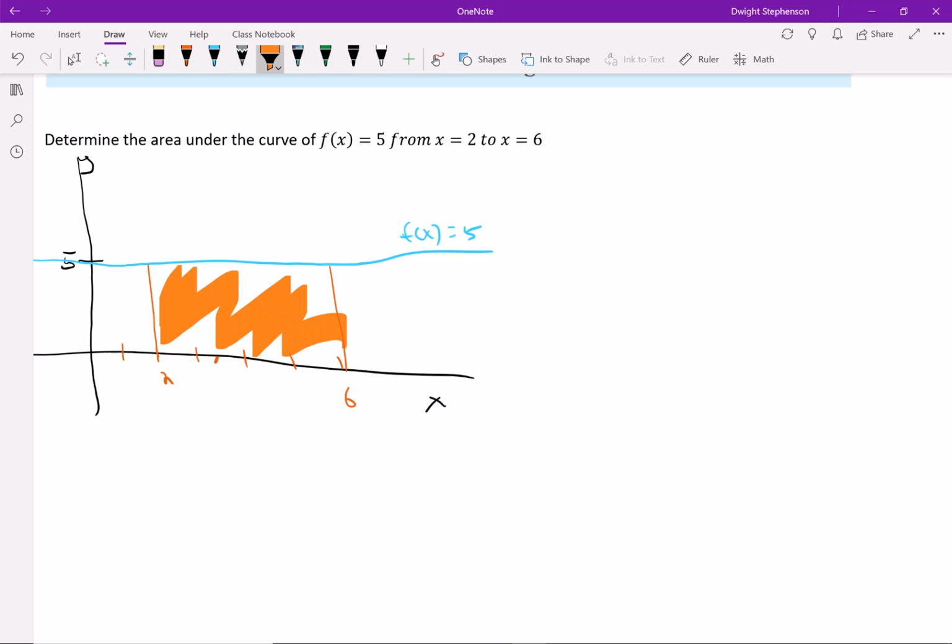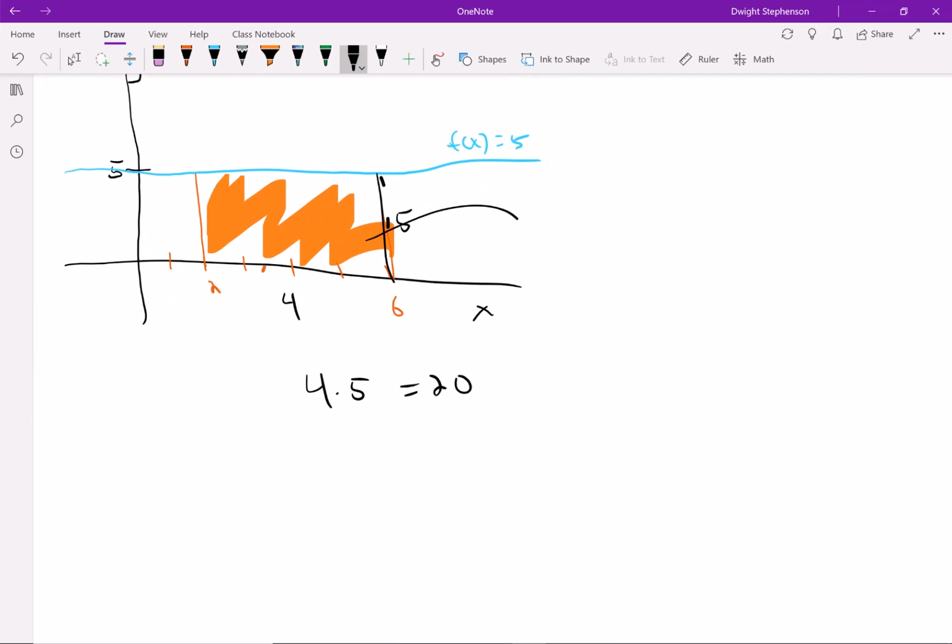And what's kind of interesting about this one is, well, this is just a rectangle, is it not? So I could just use the area of a rectangle, which is going to be base times height. In this case, the base is 4, right? From 2 to 6 is 4. And the height of this is 5, right? Because it's 5 units above the x-axis. So the area of this one is just 4 times 5, which is 20, right?